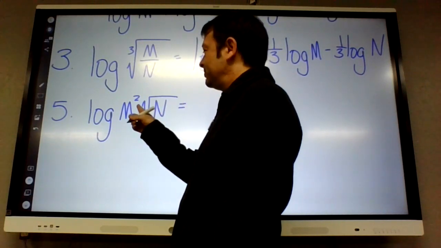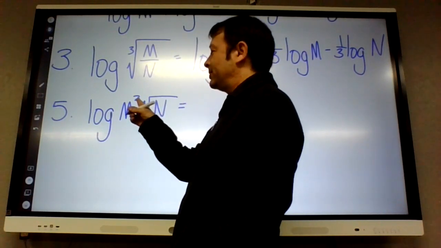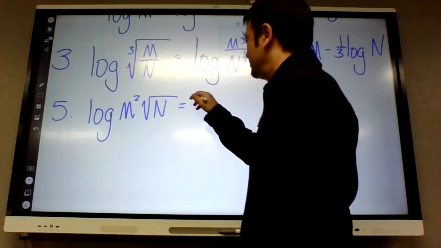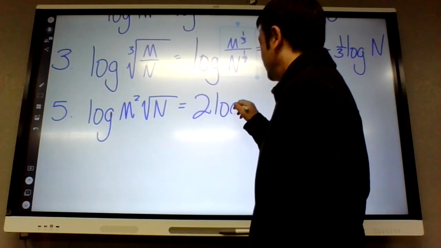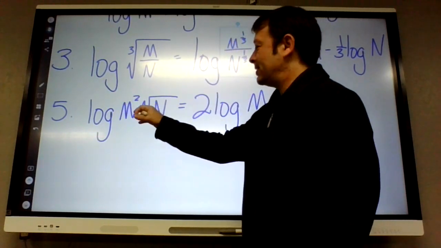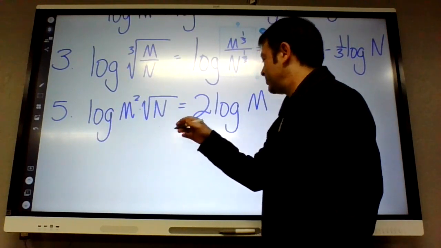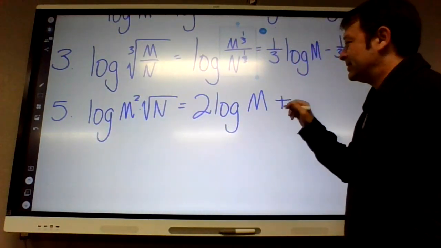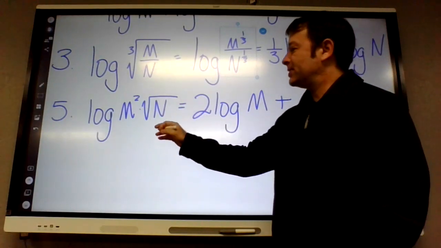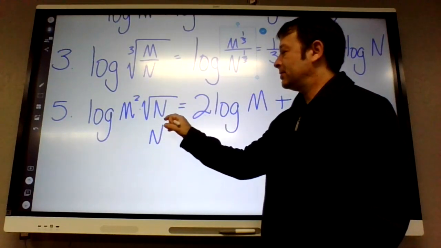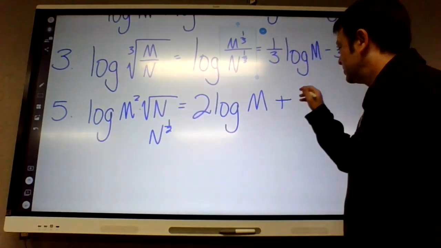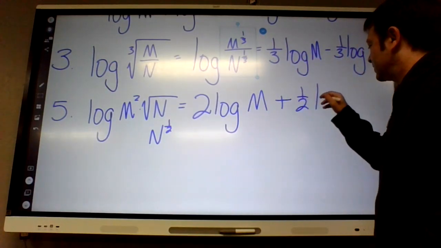Okay, so for the m part, the 2 is going to go in front, right? So it'll be 2 log of m. Since that is multiplied by the square root part, we're going to add. Square root of n is like n to the what? 1/2. So 1/2 log n.